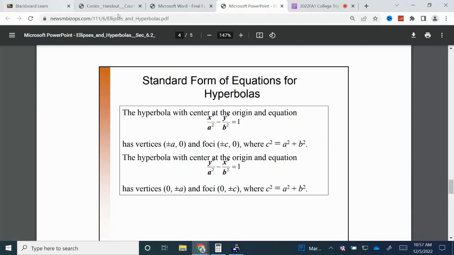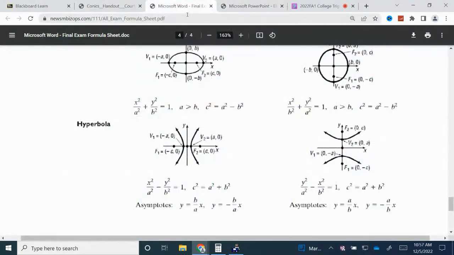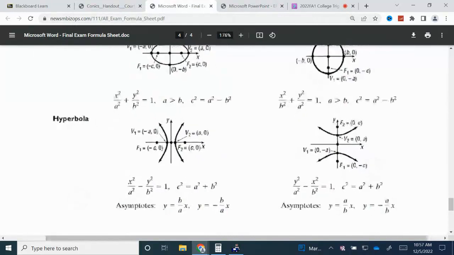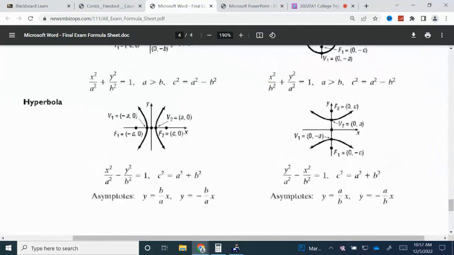To get a better idea of what's going on with the formulas and how the hyperbolas are situated, I'm going to use a formula sheet for the hyperbola centered at the origin. Notice on this sheet, if we take a look at that first model form, x squared over a squared minus y squared over b squared equals 1, the curve takes the C shape and the reverse C shape form.